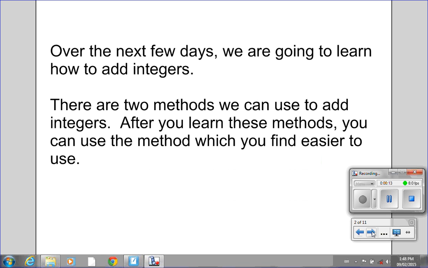Over the next few days, we are going to learn how to add and subtract integers. There are two methods we can use to add integers. After you learn these methods, you can then choose the method which you find easier to use, and then you can use that method throughout the rest of our integer unit.